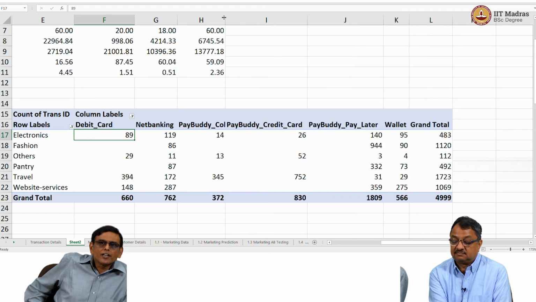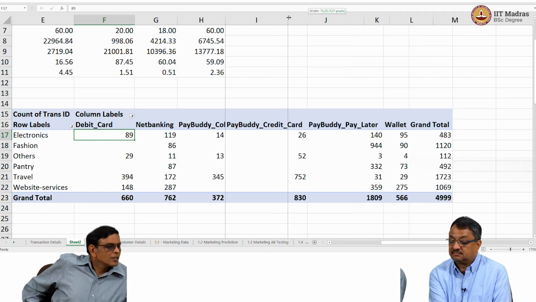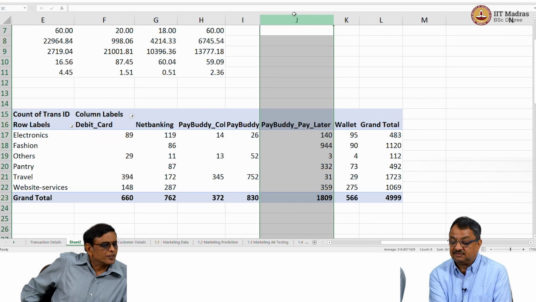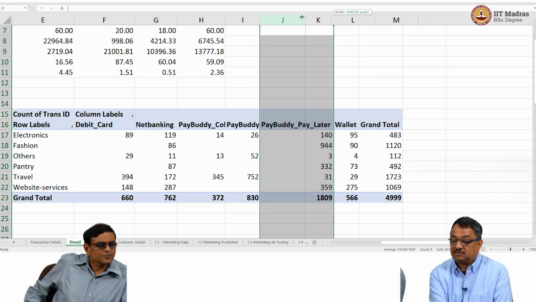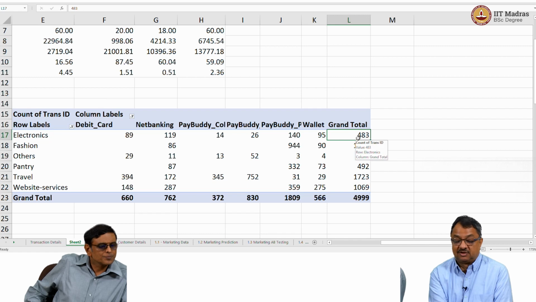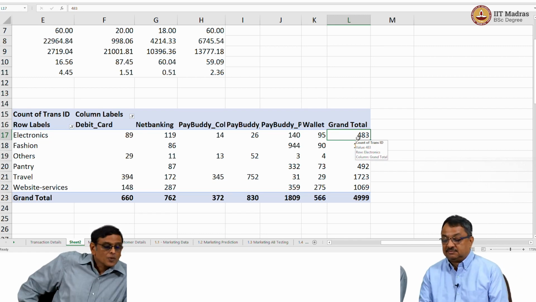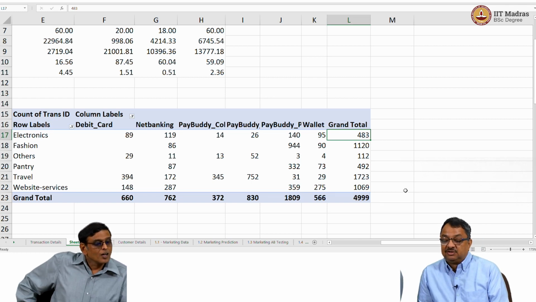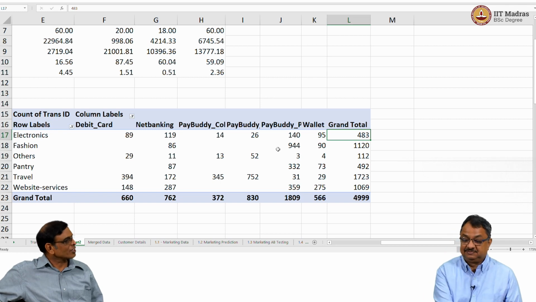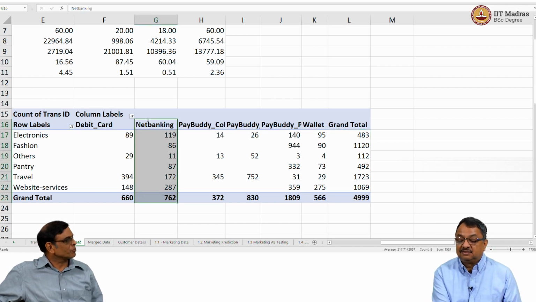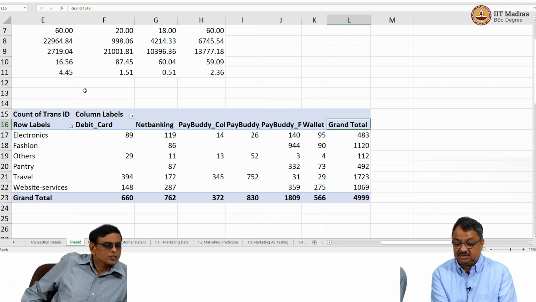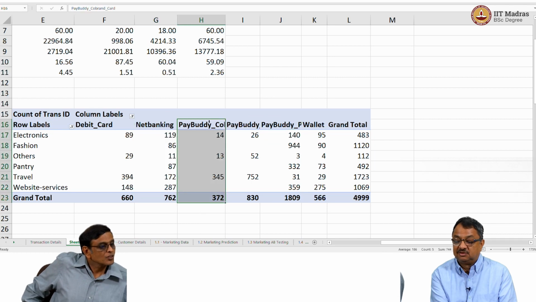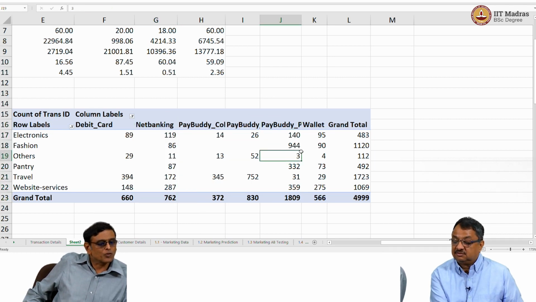So it's saying that of the 5,000 transactions that we were given, 483 were on electronics. Of that 483, 140 were using Pay Buddy, Pay Later. So in the electronics category, Pay Buddy, Pay Later seems to be quite popular. Fashion is even more: 944 on 120. Correct.